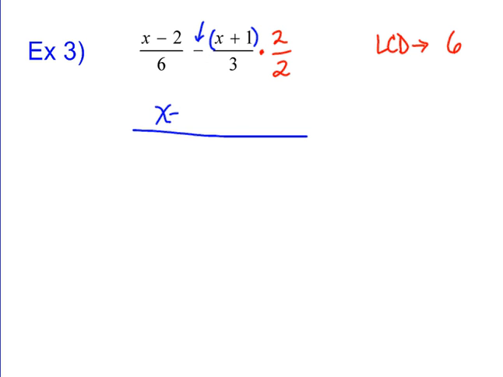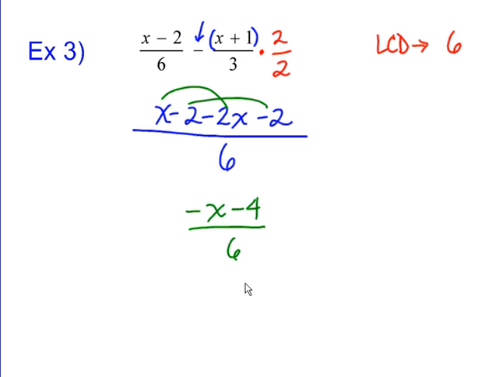Our numerator, x minus 2, so instead of positive 2x, because of that, will be negative 2x, and instead of positive 2, will be negative 2, and our common denominator of 6. We're going to collect like terms. X minus 2x is negative x, and negative 2 and negative 2 will give us negative 4, all divided by 6. This is not going to reduce any further, so this is as simple as it gets.